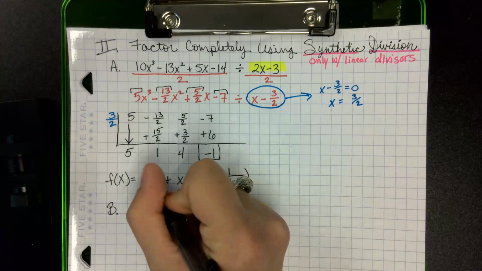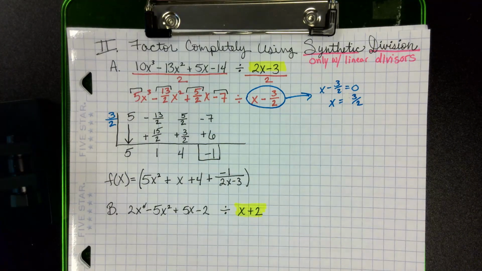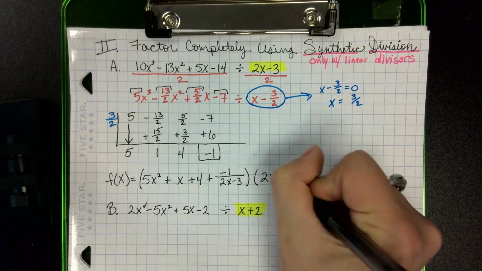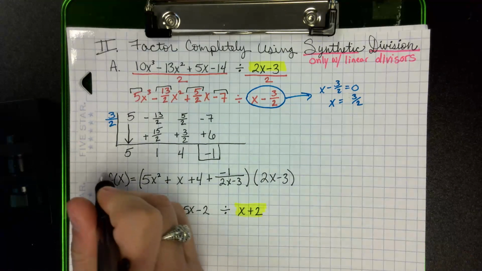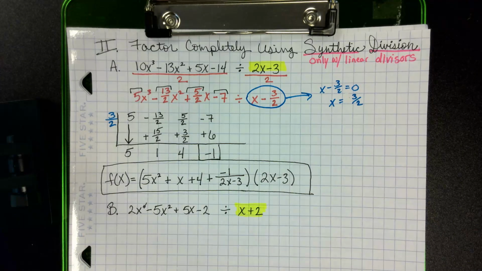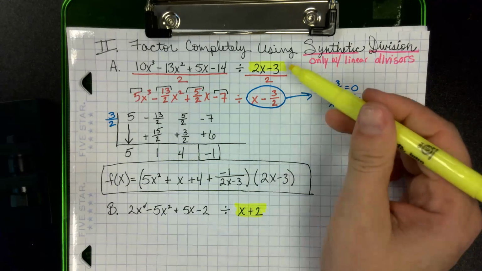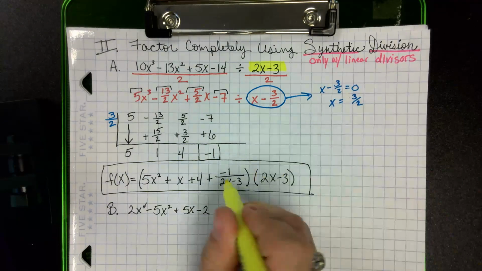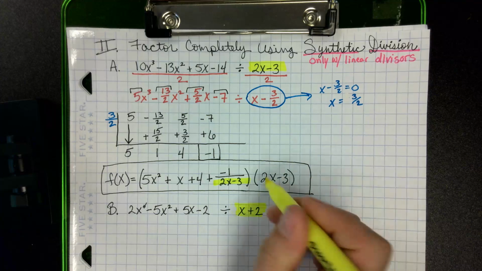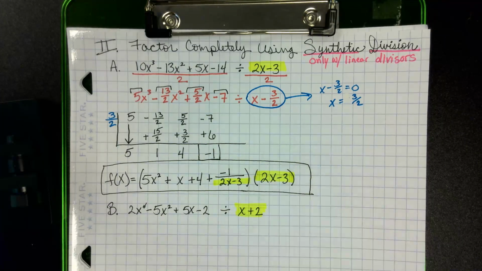So that's the answer from the division, but if we're writing all the factors, that means we also need to write times 2x minus 3. Just like we did with the long division, we have to include that. So this divisor is always below the remainder, and it's one of the factors. So we did deal with some fractions, but they ended up taking care of themselves.